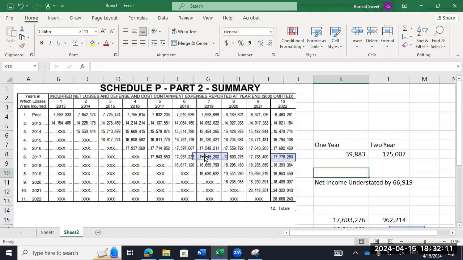And you notice here, they reduced the reserves by 200 million. And then they say, whoops, we went too far. And they had to come back.